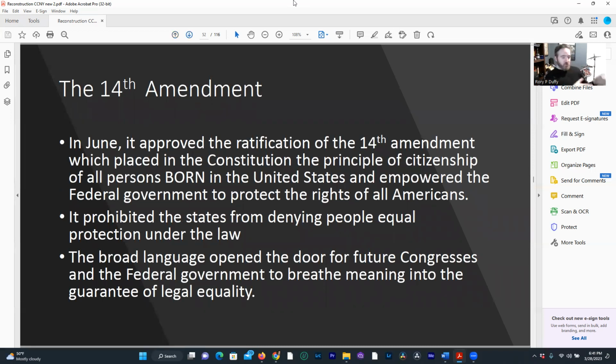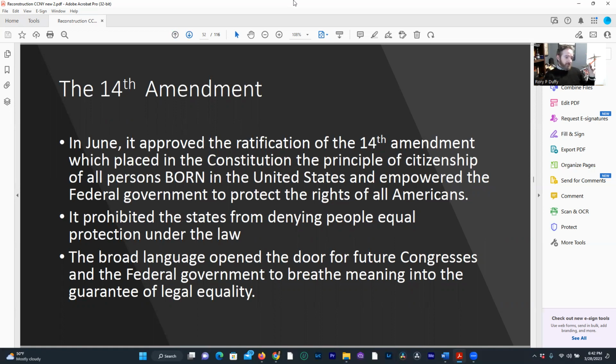The 14th Amendment, which would then pass, ratification of the 14th, placed into the Constitution the principle of citizenship for all persons born in the United States and empower the federal government to protect all the rights of citizens. So the 13th Amendment abolishes slavery. The 14th Amendment gives birthright citizenship, and eventually voting, right? If you're born here, you're a citizen. It prohibited the states from denying people equal protection under the law.